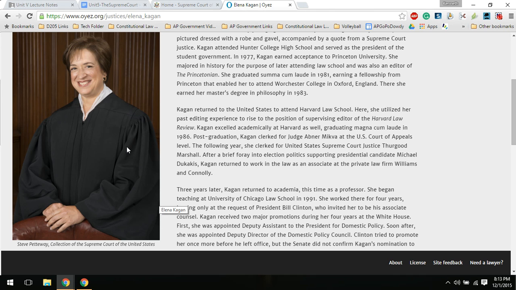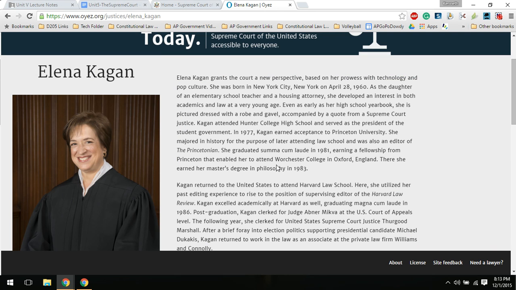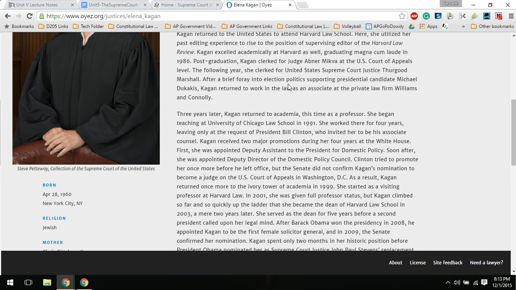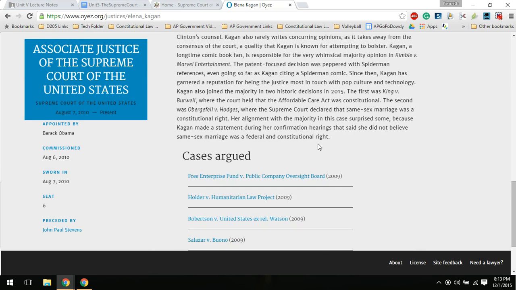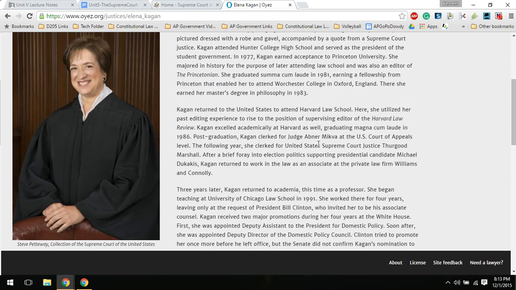Elena Kagan was not a judge prior to becoming a Supreme Court justice. If you look at her little biography here, she was a dean of, I believe, Stanford. It's too much of a biography here. But she was never a judge, which you might argue, and some did, that she was not qualified to be a justice. However, she was confirmed. She was the Solicitor General of the United States prior to becoming a justice.